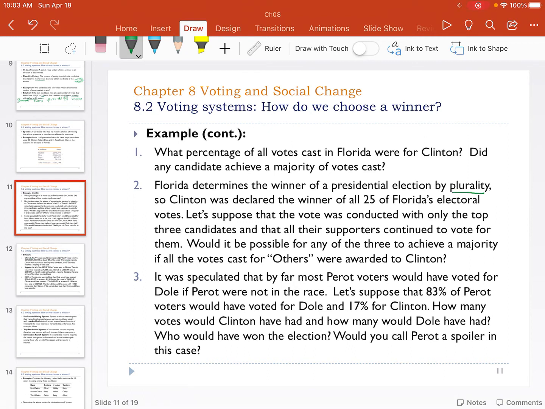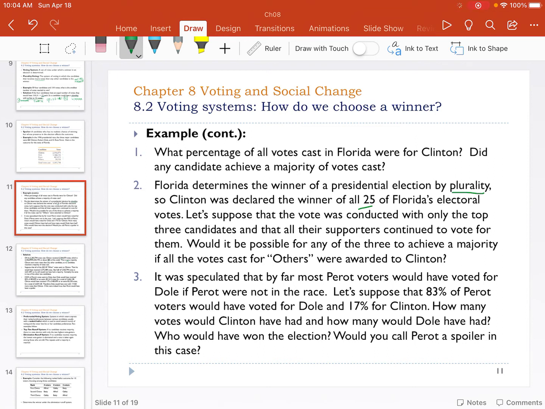Okay, here it is. Florida did determine the winner by plurality. So Clinton did win all 25 votes, even though he did not even get a majority. This has happened before. Abraham Lincoln had that happen when he won 39% of the popular vote and won president. And of course, there was a civil war right afterwards. So anyway, check your history books for the details.